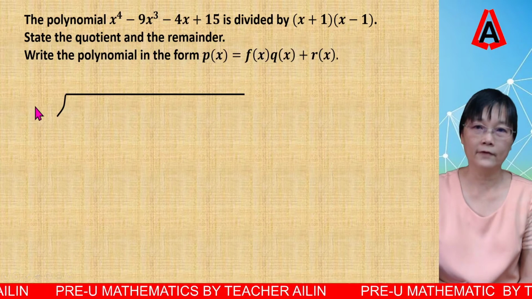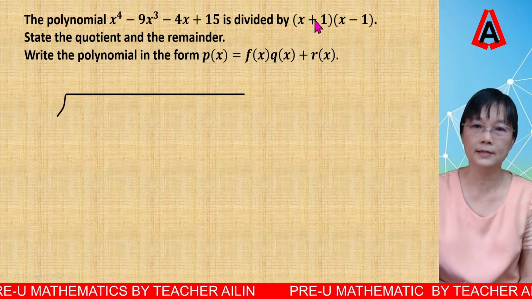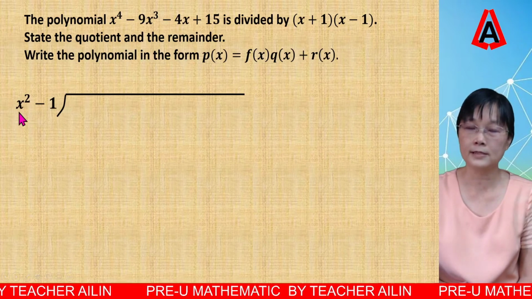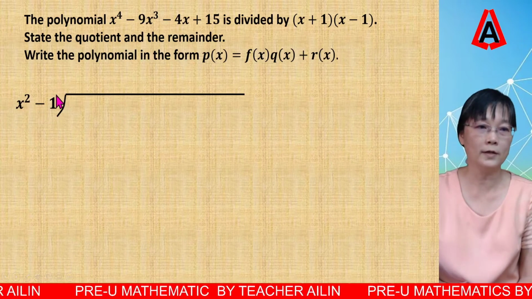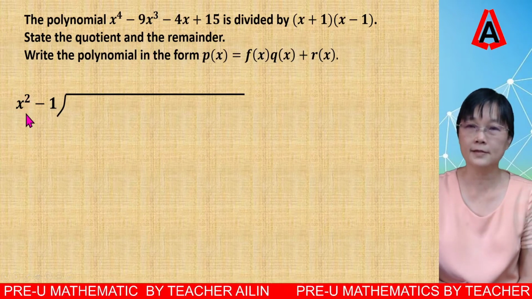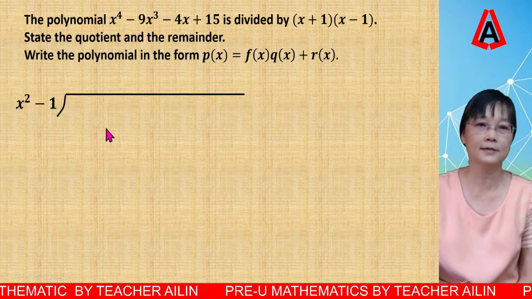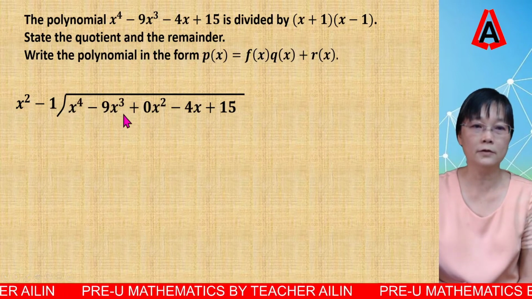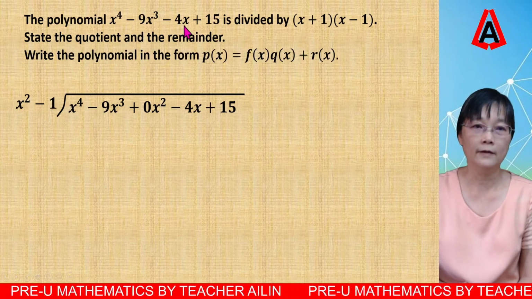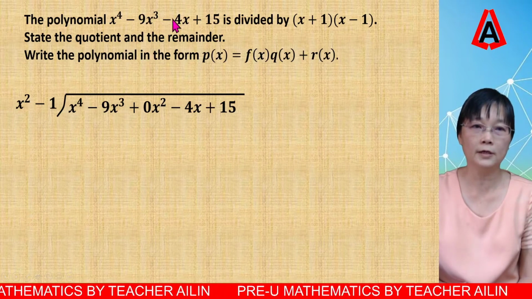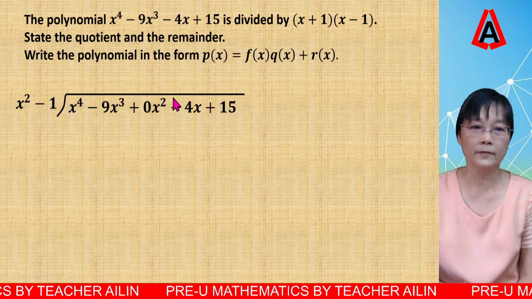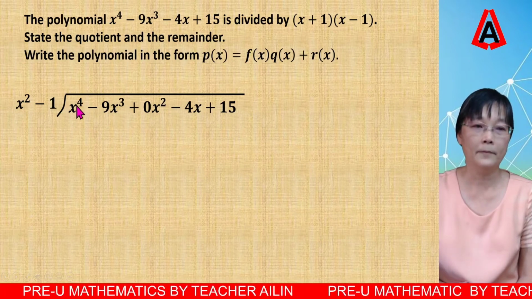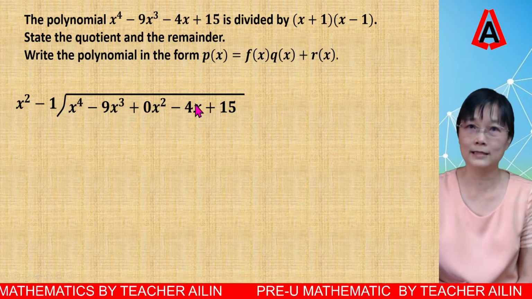So when we write the divisor here, we should expand this expression. When we expand, this one becomes x power 2 minus 1. So we find that now the divisor is a quadratic divisor. And the polynomial is this one. So notice that we don't have x power 2 in the polynomial. So we must replace 0x power 2 here in order to get the power of the x in descending order.